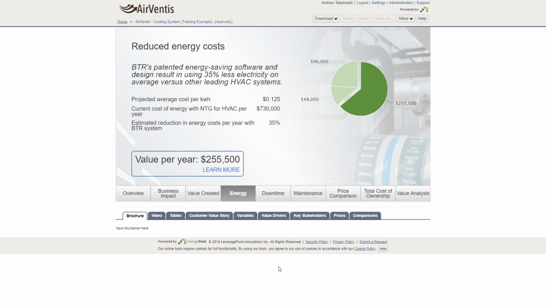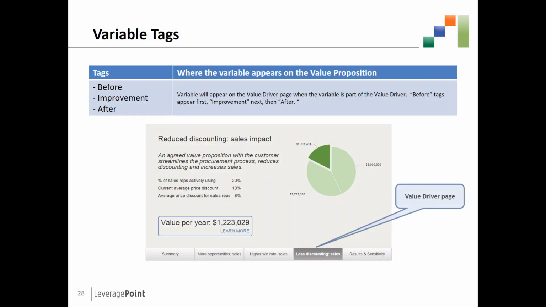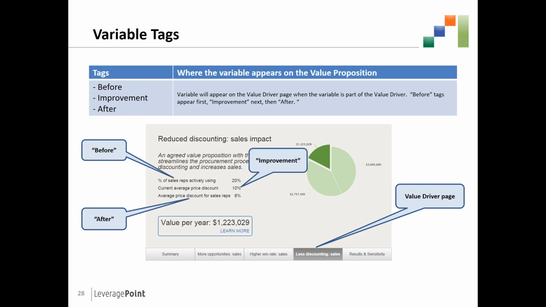You can complete value propositions without displaying variables on the Value Driver pages. So use your best judgment and seek the feedback from potential sales users when deciding which variables to add to a Value Driver page. This slide describes the variable tags used for the Value Driver page. There are three specific tags: Before, Improvement, and After.